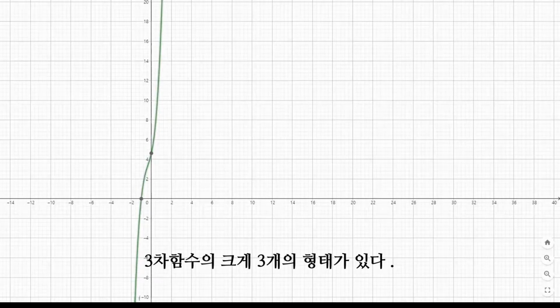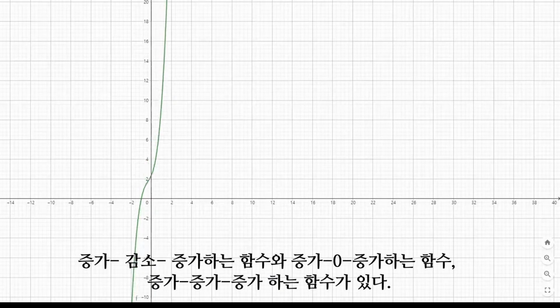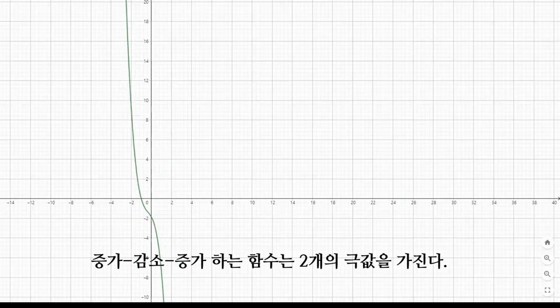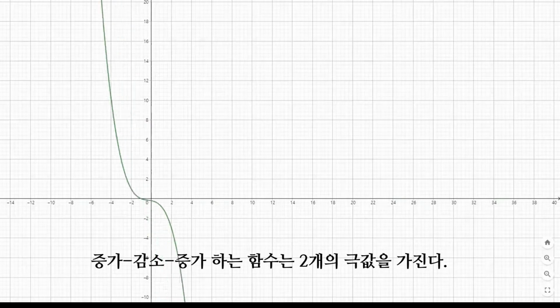There are three main forms of the tertiary function. Increase and decrease. There are increasing functions and decreasing functions. The increasing function has extreme values.